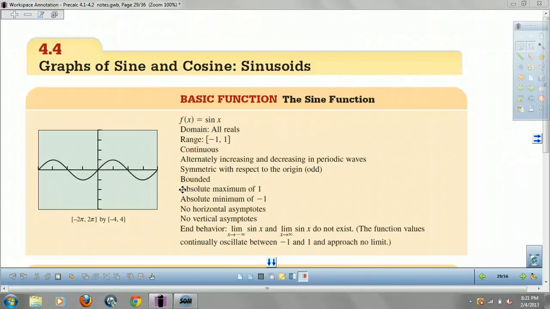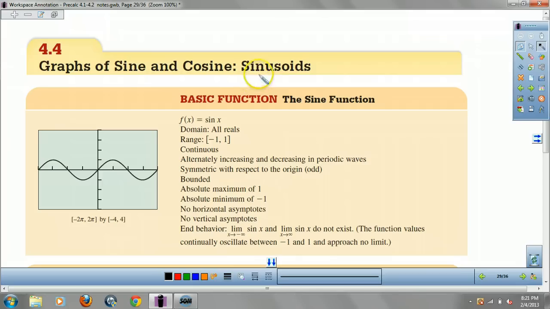Alright, here we go, you crazy pre-calc cats. We are going to do 4.4, graphs of sines and cosines, aka sinusoids.